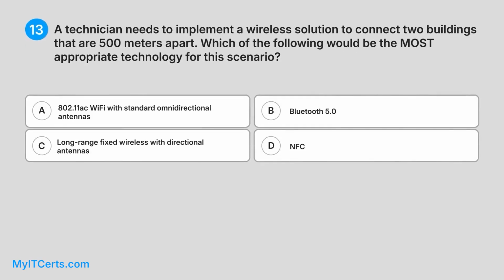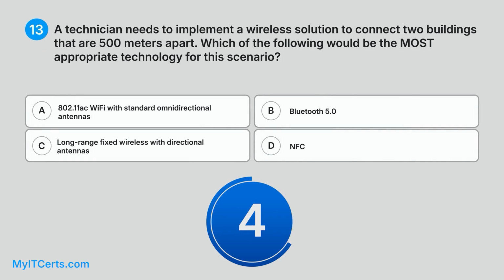13. A technician needs to implement a wireless solution to connect two buildings that are 500 meters apart. Which of the following would be the most appropriate technology for this scenario? A. 802.11 AC Wi-Fi with standard omnidirectional antennas. B. Bluetooth 5.0. C. Long-range fixed wireless with directional antennas. D. NFC. What do you think is the answer?